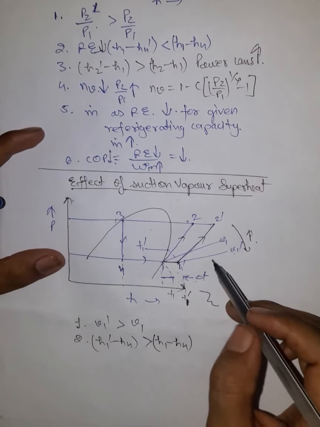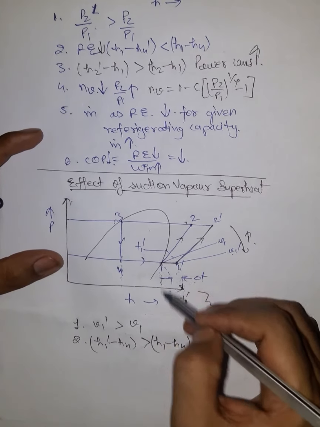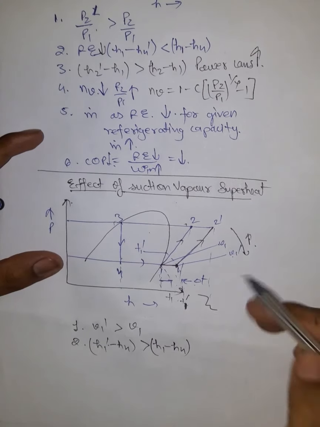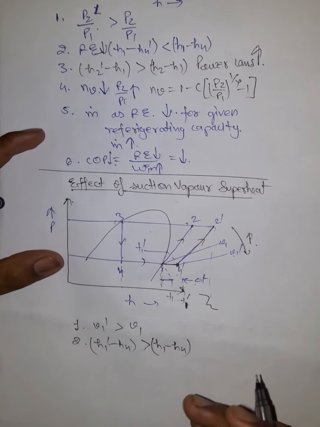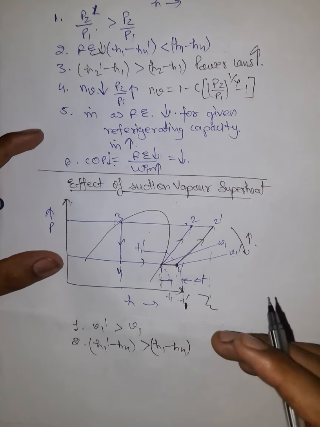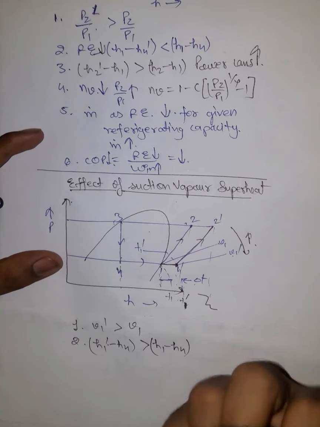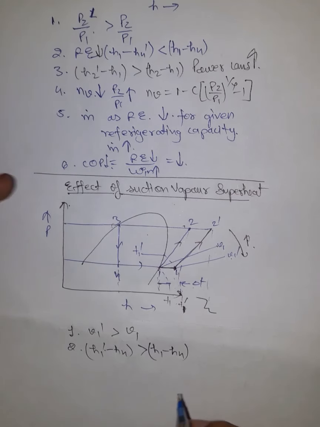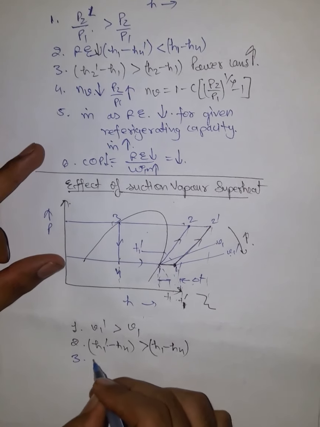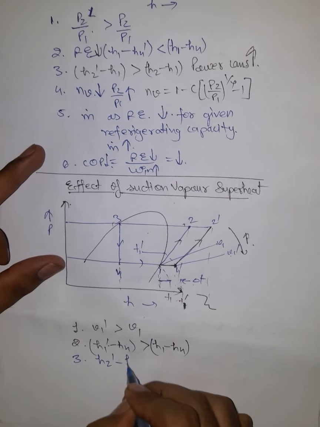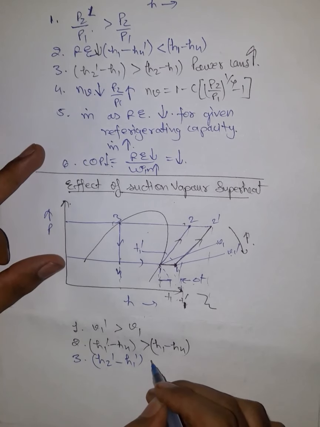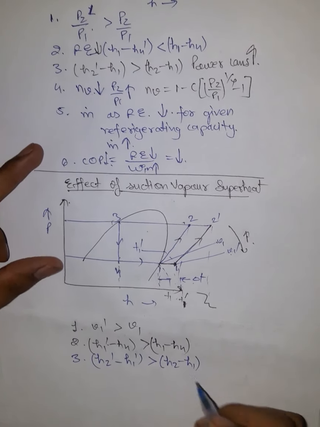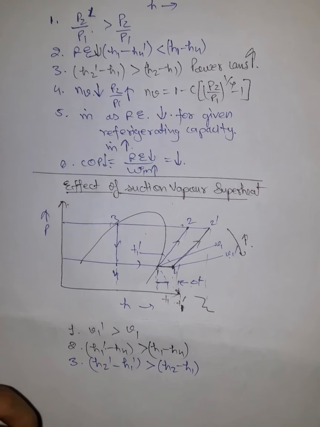What about the specific work? Specific work earlier was this, and now it has become from 1 to 2 dash. So it has also increased. It may not be actually inferable from this diagram, but you can remember it. The last point is H2 dash minus H1 dash, that is the work input. It is also greater than H2 minus H1.